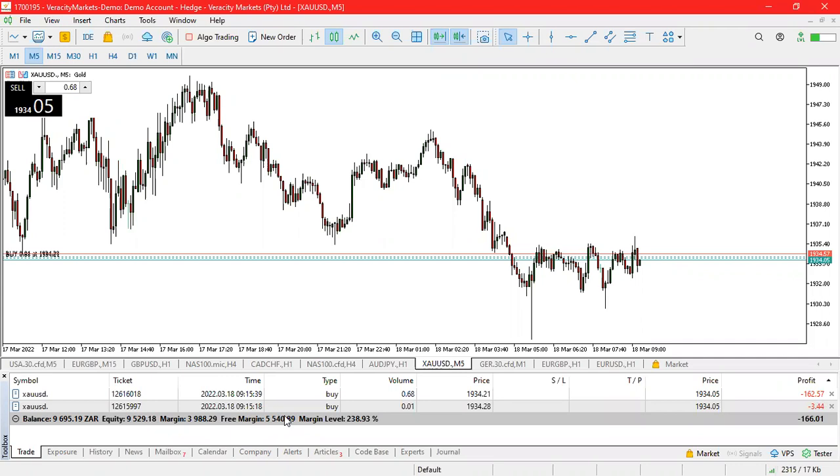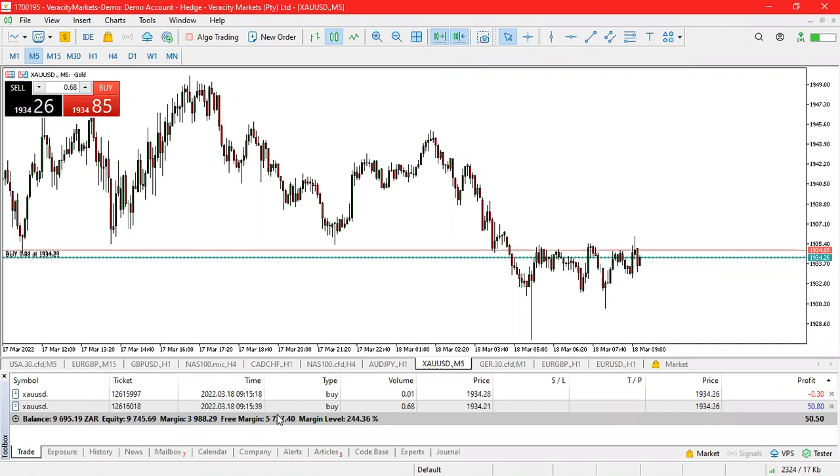Free margin is the money that is left for you to handle the trades. It's the money that is left for you to place more trades. That's why instruments like gold and Nasdaq take a lot of free margin, because they are very risky. That's why you can't trade Nasdaq using a small account. It needs at least 400 or 500, and with 100 rand you can't trade Nasdaq unless you're trading micro indices.